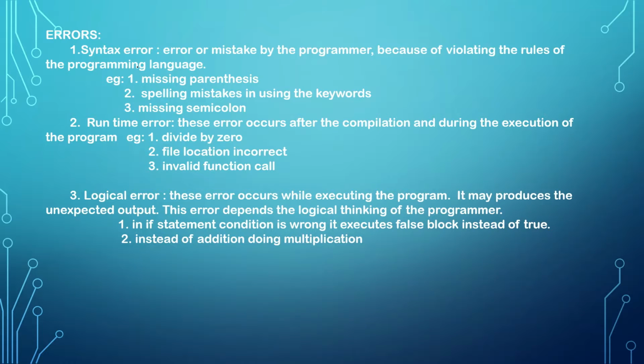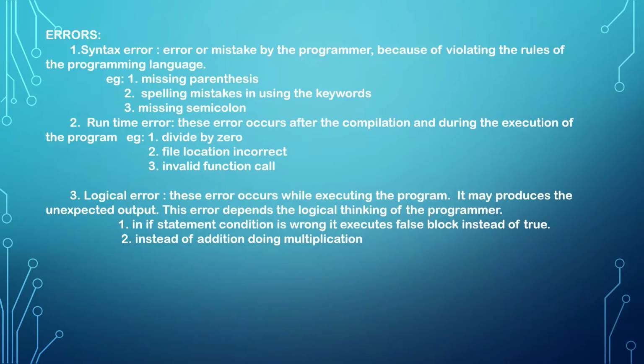Next is runtime error. This type of error comes after compilation and during the execution. While executing only, we will come to know about the divide by zero error, incorrect file location, a file opened for writing but it is not there, or an invalid function call. All those types of errors are known only during the runtime.